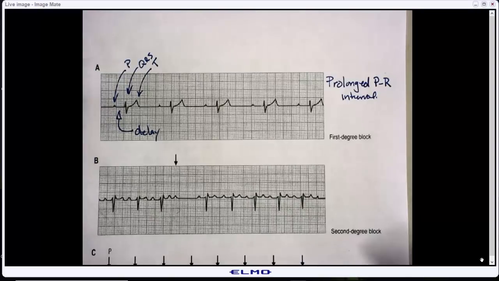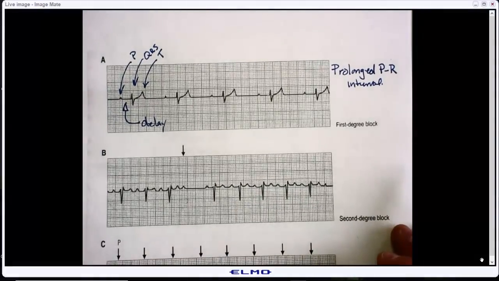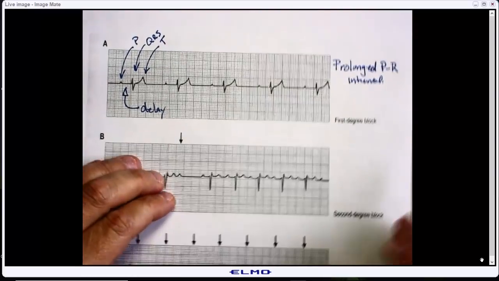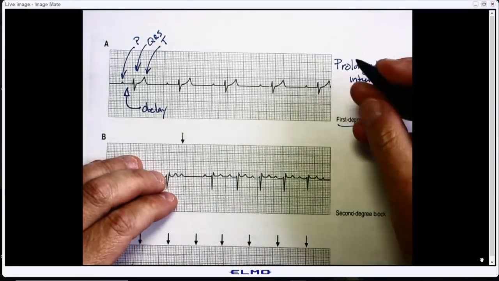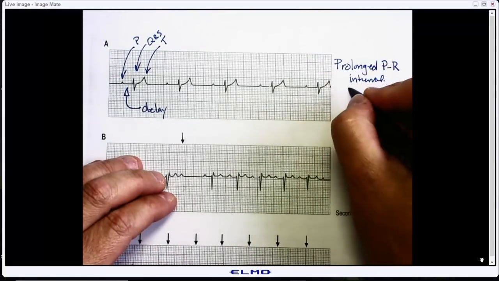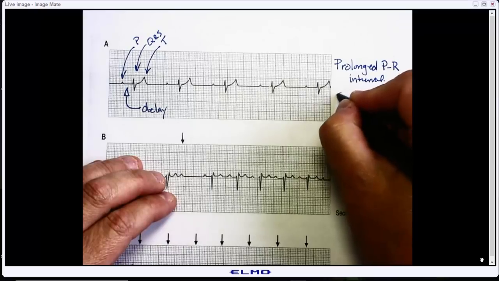So that's going to tell you that there's something going on with the conduction ability of your AV node, bundle of His, and Purkinje fibers. Okay, this is called first degree block. That interval should be less than 0.2 seconds.